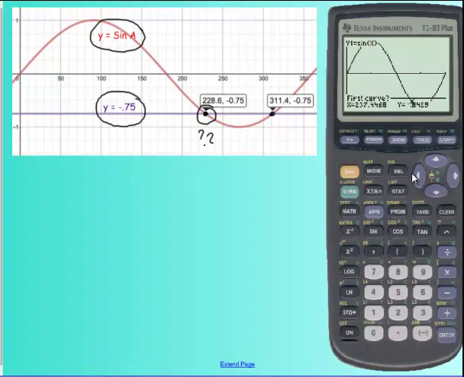There's my cursor, and there's my first point of intersection. I press enter 3 times, 1, 2, 3, and voila, there's my first answer, 228.5904. And then I repeat the process with my second, to get my second point of intersection.